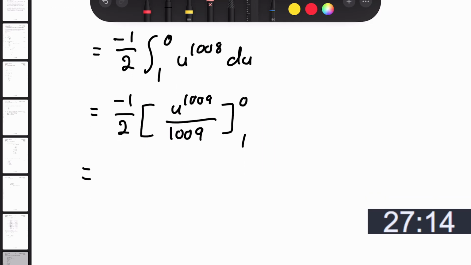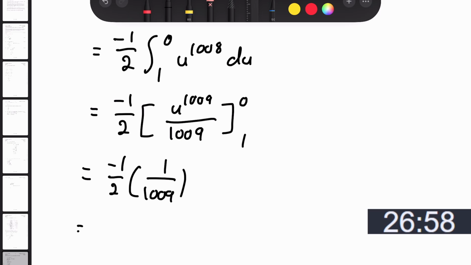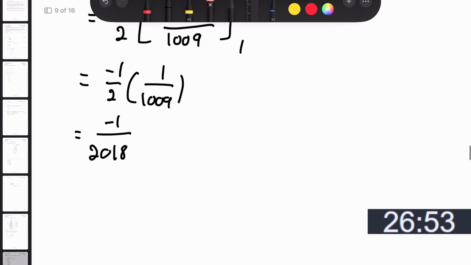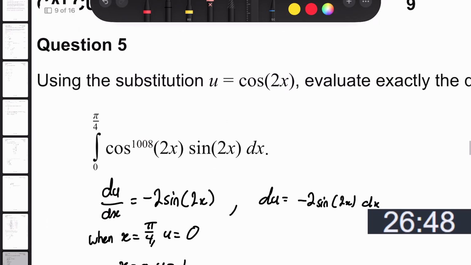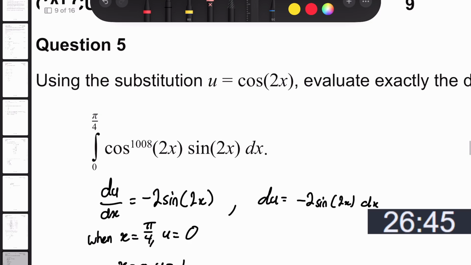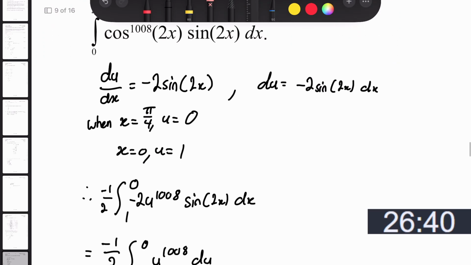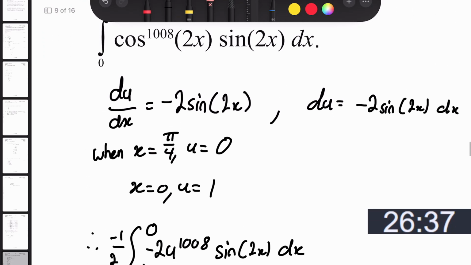Well, 0 to the power of anything, I see where this is going. 0 to the power of anything is just going to be 0. So this is going to be negative a half times 1 over 1009. It's going to be negative 1 on 2018. How nice is that? It's very smart. Is it negative though? Yeah, it's going to be negative. I like that question. Very nice.